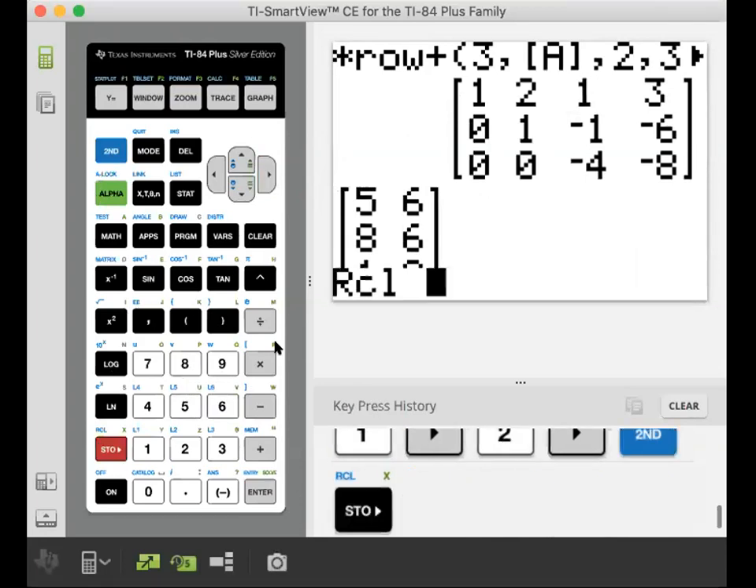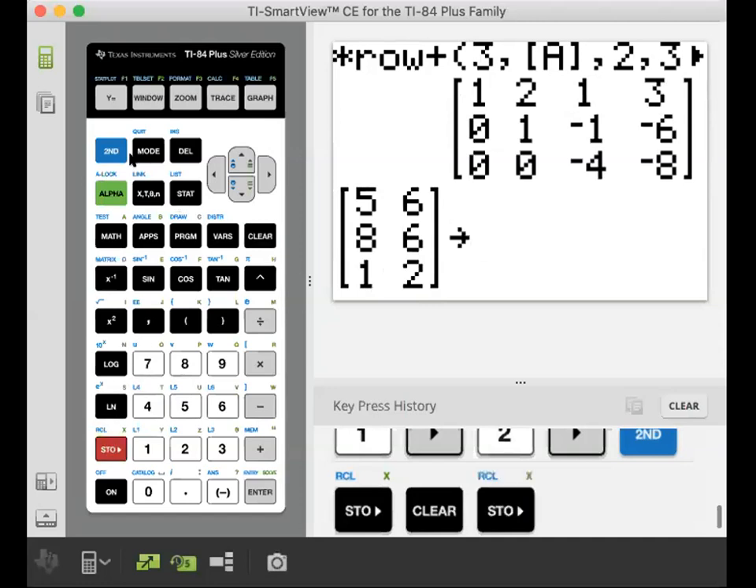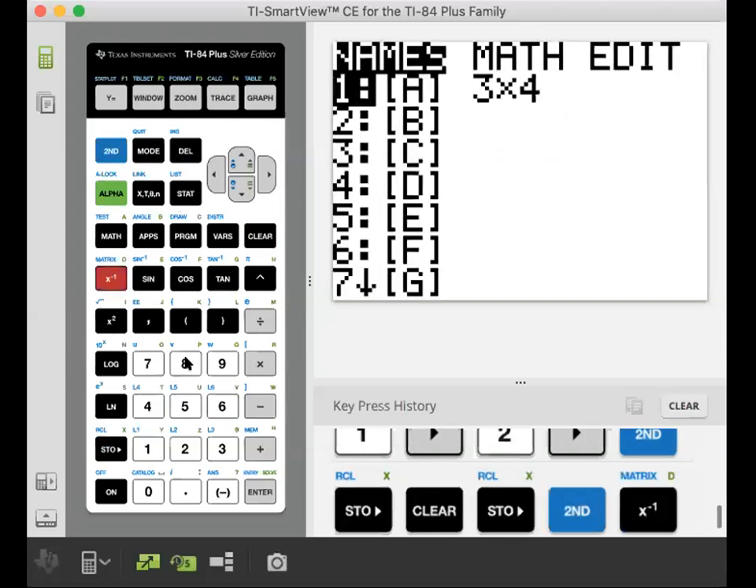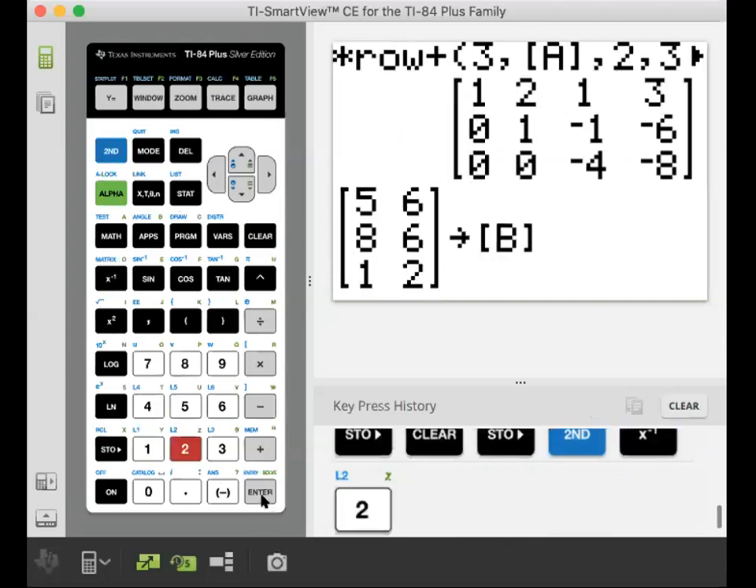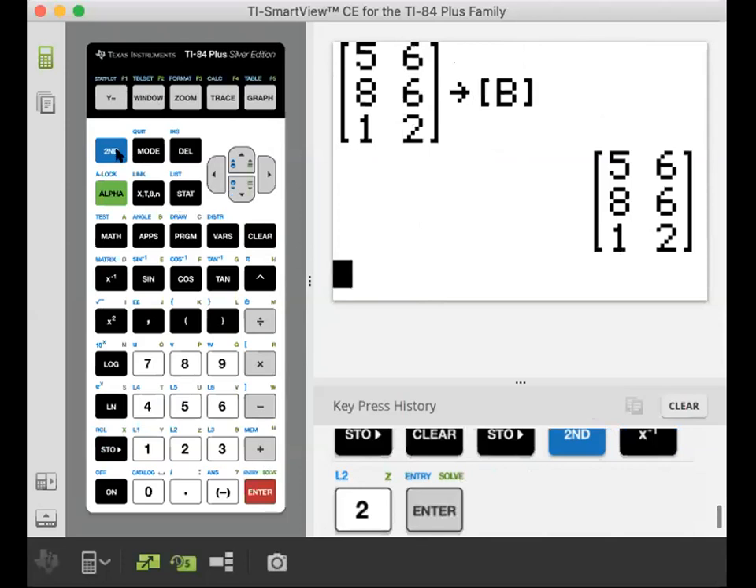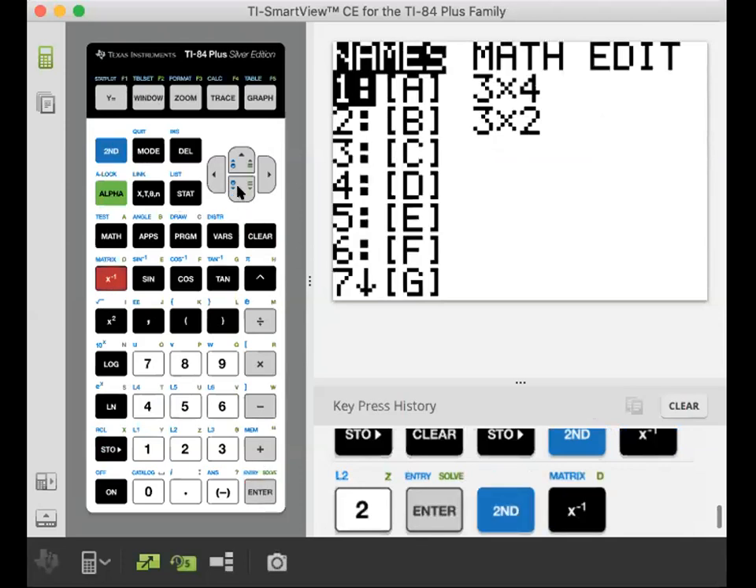Oops, I pushed second by accident. Instead, I want to push store, then second matrix. Let's say I stored into B. And now it's there and it's stored. I can come here if I want to see matrix B. You could see it right there. I could edit it, things like that. So that's another way to do it, and it's easier.